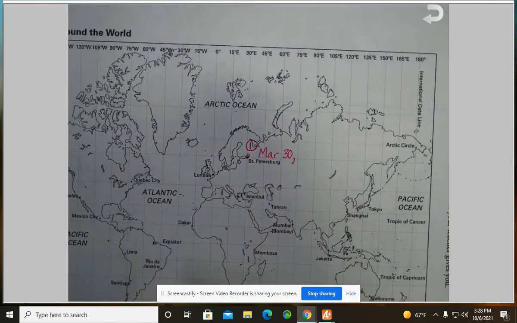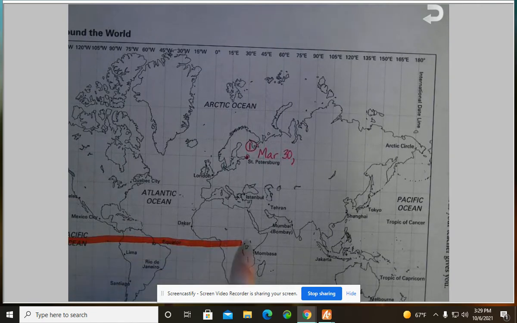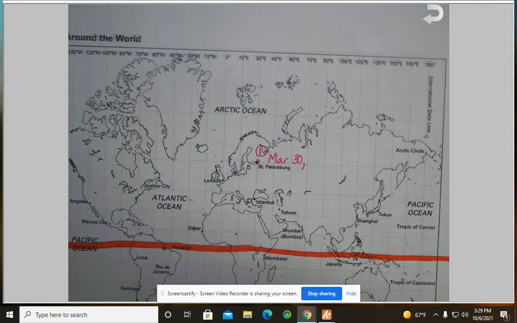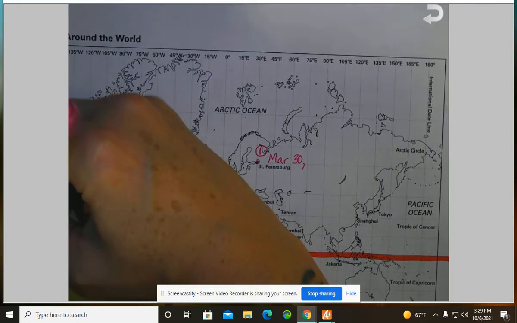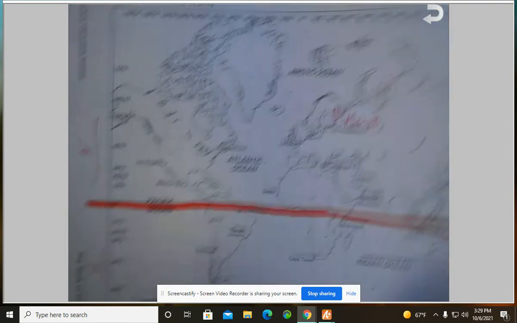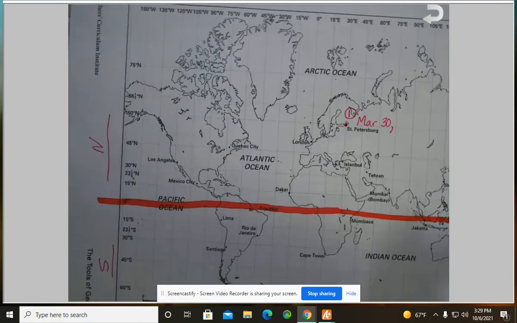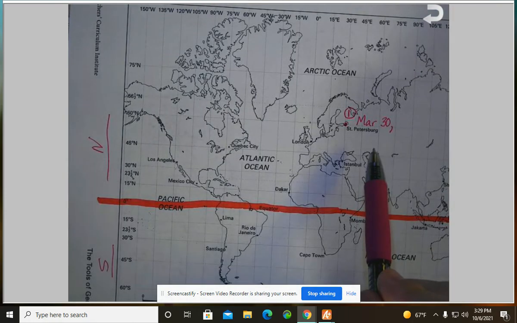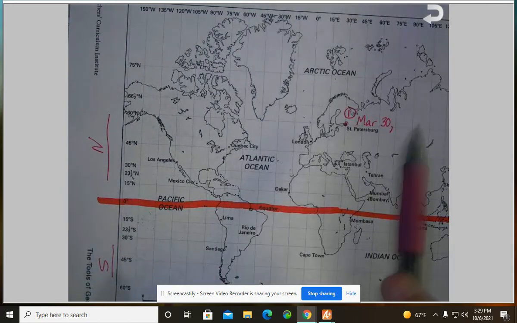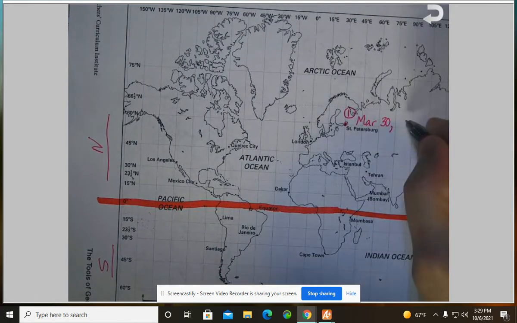this is the northern hemisphere, and you can even put a line at the equator. So the northern hemisphere and the southern hemisphere. So March 30th, because of the spring solstice on March 21st or 22nd, all of the northern hemisphere is in spring. So on March 30th, we would be in spring.